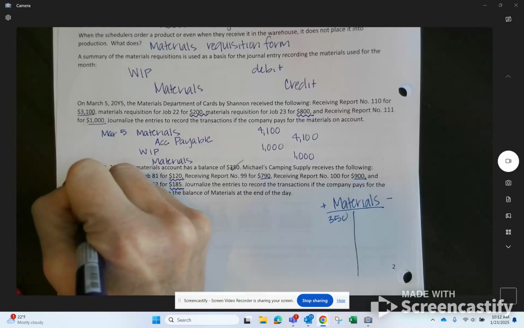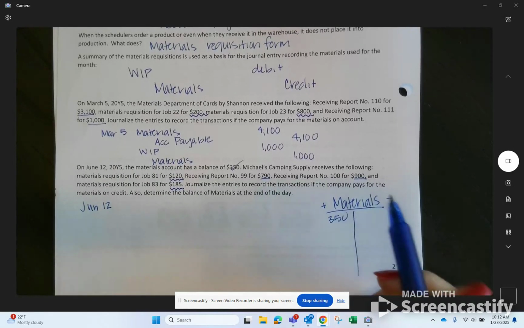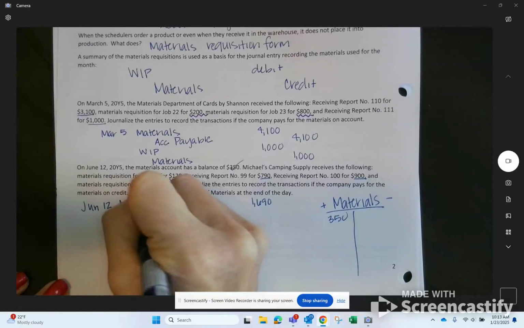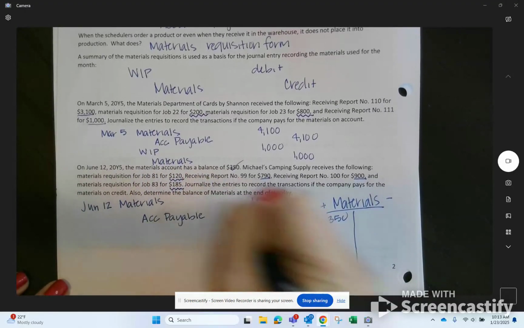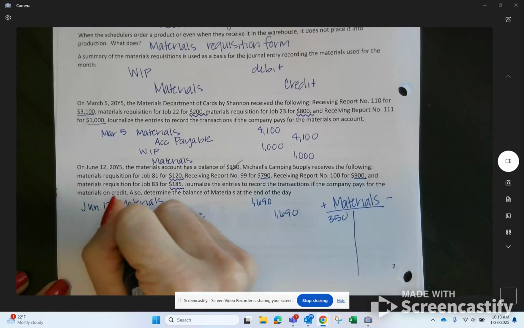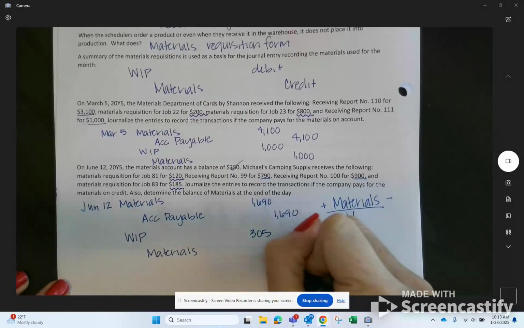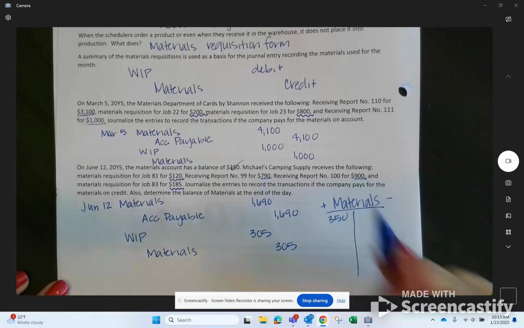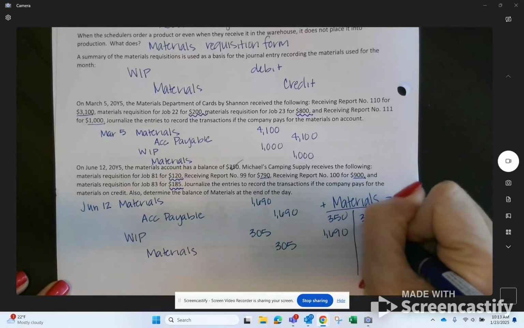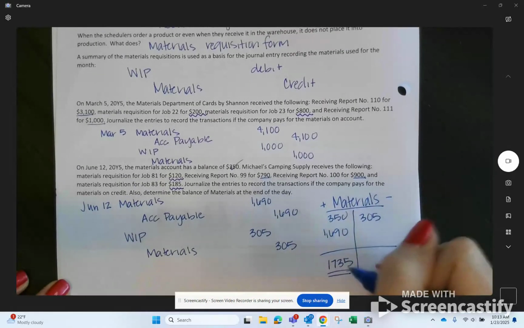So let's start with the journal entries over here, June 12th. We will first look at the receiving report ones. So we had one for $790 and one for $900. We'll debit materials for $1,690, and we'll credit accounts payable $1,690. Then we'll do the materials requisitions. Those are the ones I underlined in the squigglies. On those, we're going to debit work in process for $305, and we'll credit materials for $305. Now remembering back with what we would do in a T account, we debited materials $1,690, we credited it $305, and the ending balance comes out to $1,735. I got that by adding on this side, subtracting from this side, getting our ending balance.